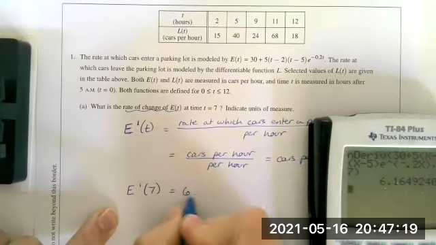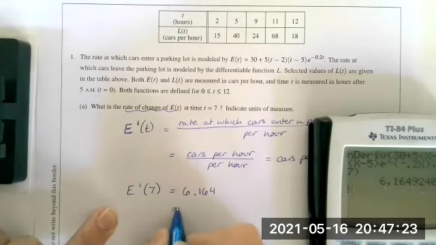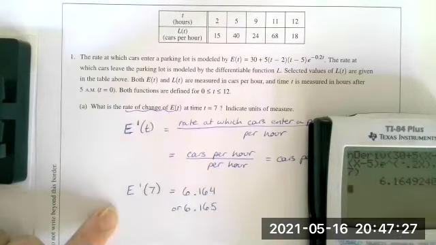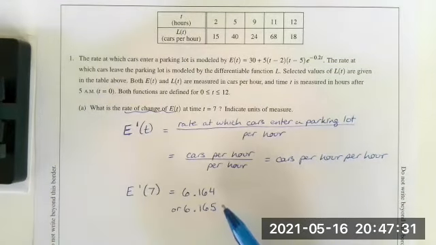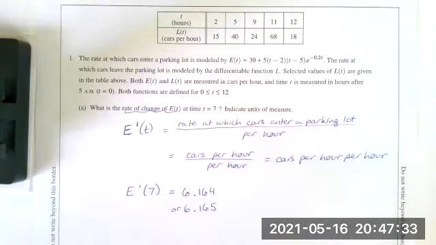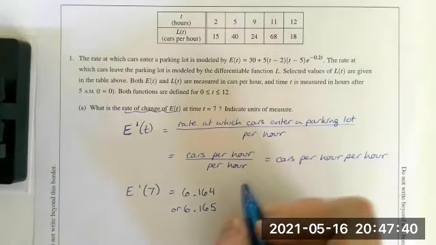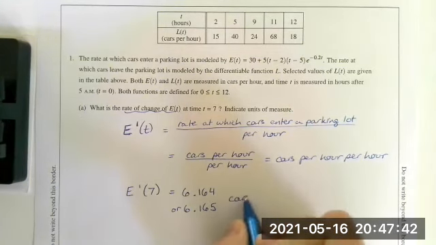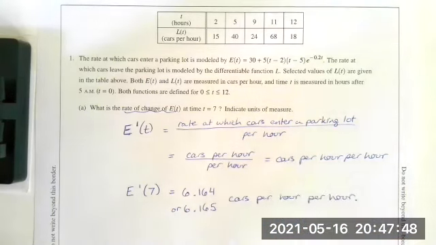being 6.164 or 6.165. In AP Calculus, you can either cut off without rounding, or you can round appropriately, but you should always have 3 decimal places, or 3 numbers after the decimal. And then we say cars per hour per hour.